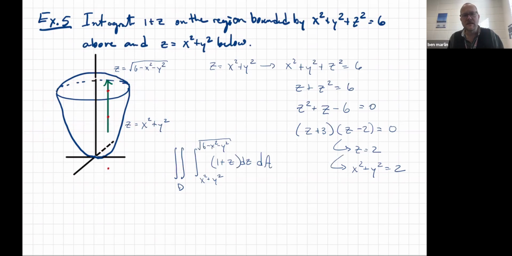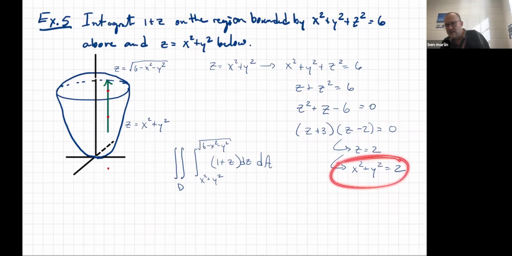To get this figured out, we have to think about where these two surfaces intersect. The trick is that you have x squared plus y squared appearing in both equations. So instead of solving for z in both of them, just substitute z for the x squared plus y squared. When you do that, it factors nicely. Your z has to be either -3 or +2. Because the picture is above the xy plane, we know it's +2.